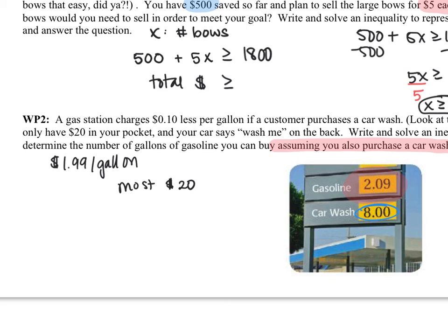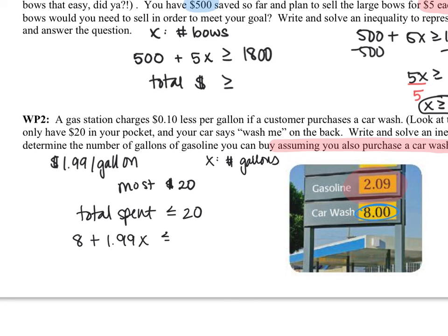Sorry about that. So that means that my total money spent, since I only have $20, has to be less than or equal to 20. Well, I know I'm going to spend $8 on the car wash plus $1.99 per gallon of gas. The thing that I don't know is how many gallons I'm going to buy, and so that's going to be represented by my variable. Now to solve this inequality, I would use reverse PEMDAS, subtract 8 from both sides, which would get me $1.99 x is less than or equal to 12.